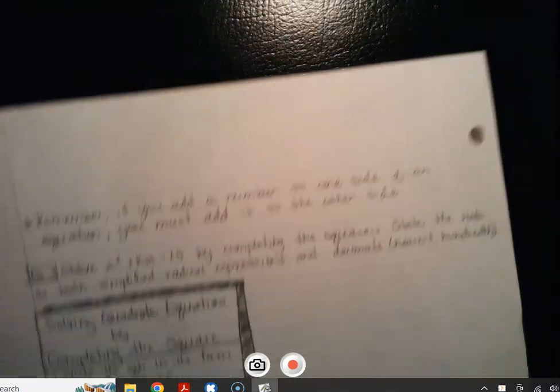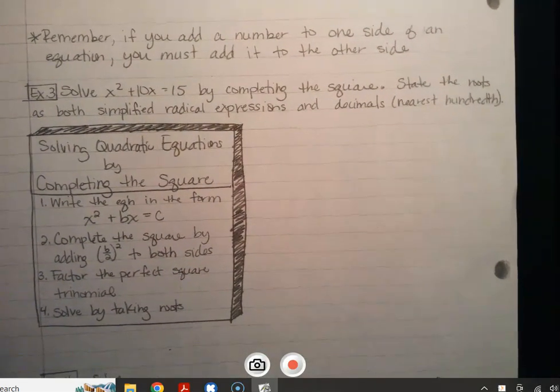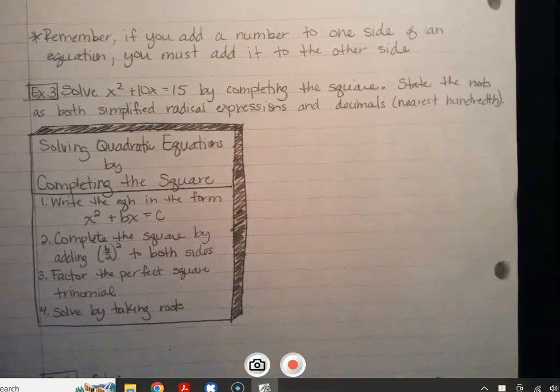Let's clear the page. Remember, if you add a number to one side of an equation, and we were working on expressions, now we're talking about equations, you must add it to the other side. So now, example 3, we're looking at an equation and not just an expression. It says solve x squared plus 10x equals 15 by completing the square. State the roots as both simplified radical expressions and decimals. If it asks you for a decimal, you're using your calculator to put it in.